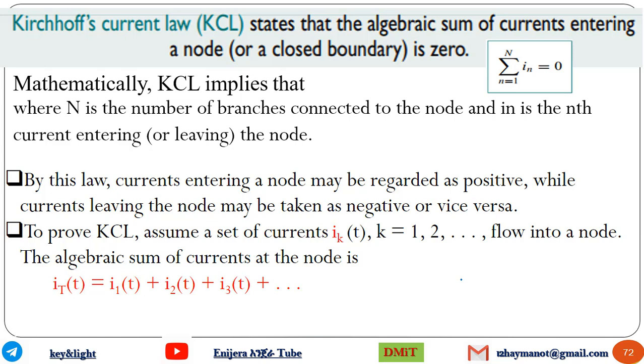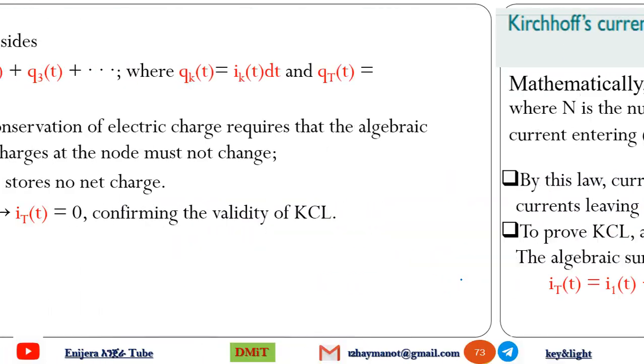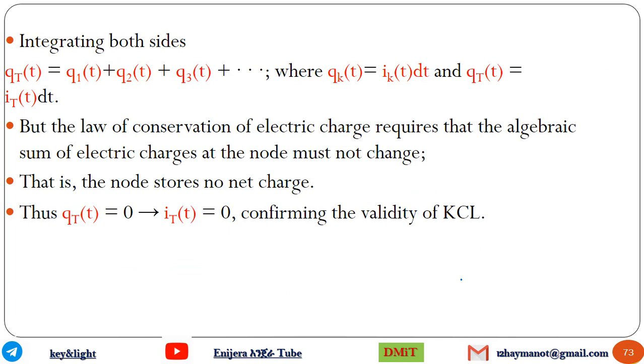What about I? I is equal to dq by dt. That is why it is related to charge. Integrating both sides, dq is equal to I dt, and integrating gives q. The law of conservation of electric charge requires that the algebraic sum of electric charge at the node must not change. That is, the node stores no net charge. Thus the total charge is equal to 0, which implies the total current is equal to 0, which validates Kirchhoff's current law.